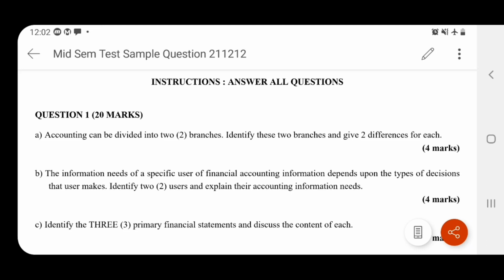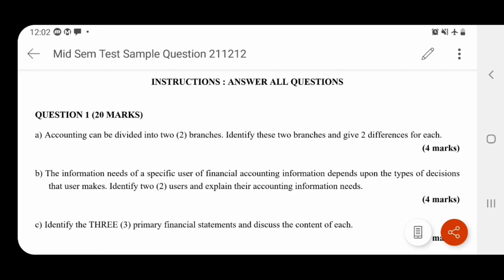The mid-semester test for you is in week 10. I hope you check the course outline and you will see the date of the mid-semester test. The format of your mid-semester test is the same as this past year question.